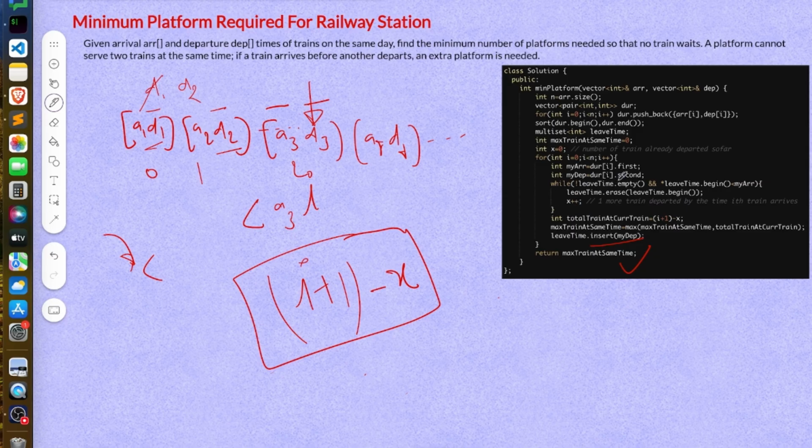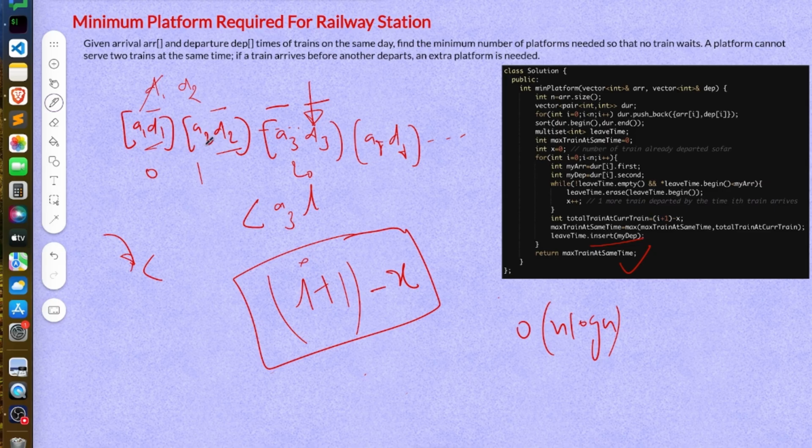The complexity for this problem is order of n log n, because we are going through all the n arrival and departure time pairs, for i equals 0, i less than n, i plus plus. Now at each step we are removing the departure time from the multiset. And you might think that since this is a while loop, how is the complexity order of log n? The thing is, if you observe carefully, you would find that in the multiset we would be popping each departure time at most one time.